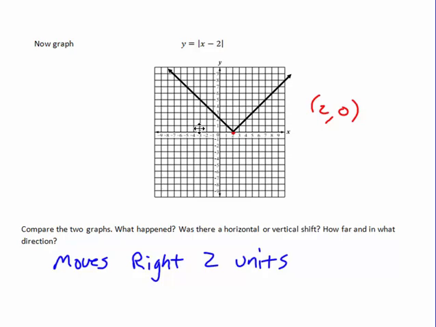It's quite strange to me. So that's something I want to think about as we go through and do these. Can we figure out why this moves it to the right 2 units? That might be a tough question to answer. But just know and understand that if it says x minus a number, then it's going to go to the right that many units. And if it says x plus a number, it's going to move to the left that many units.